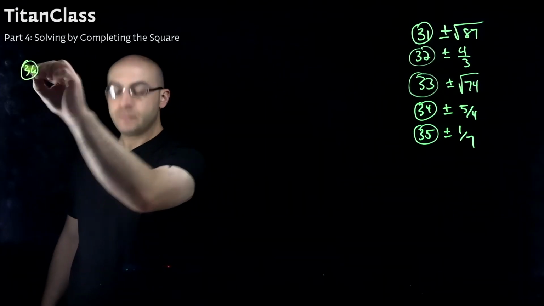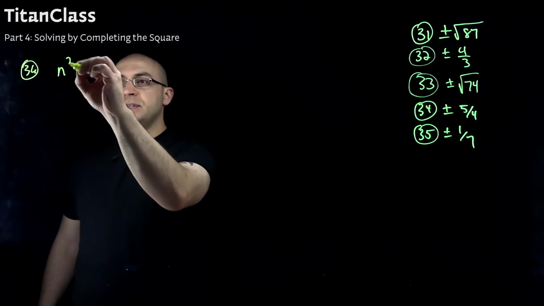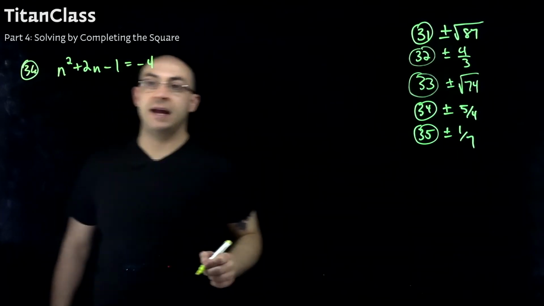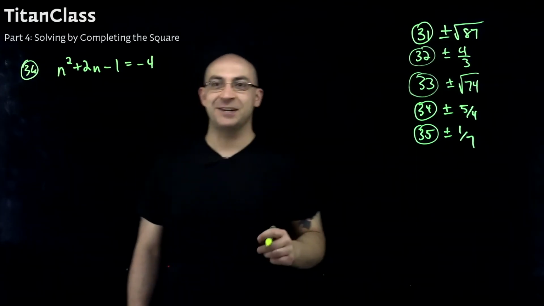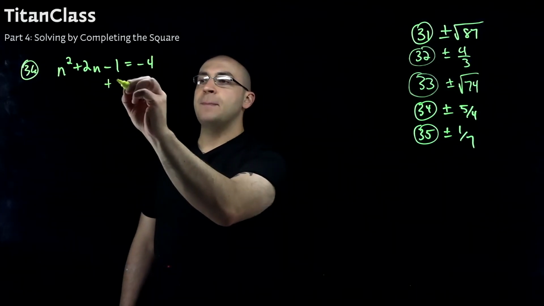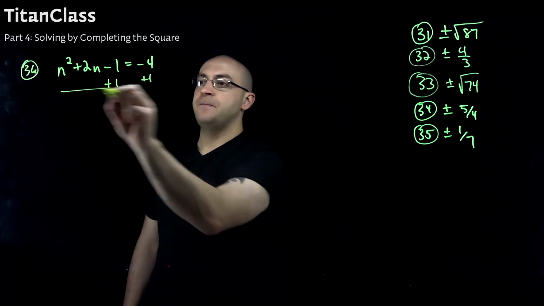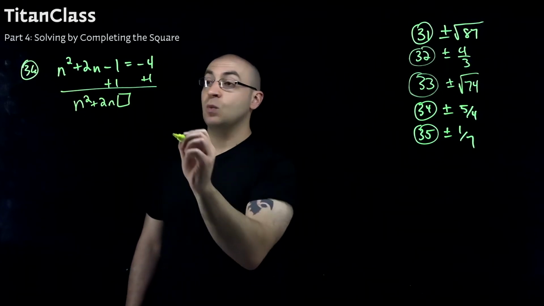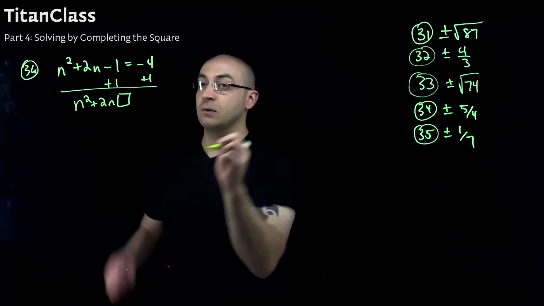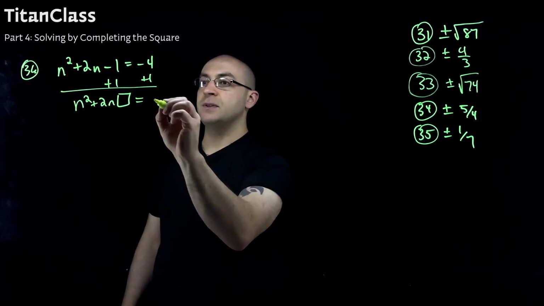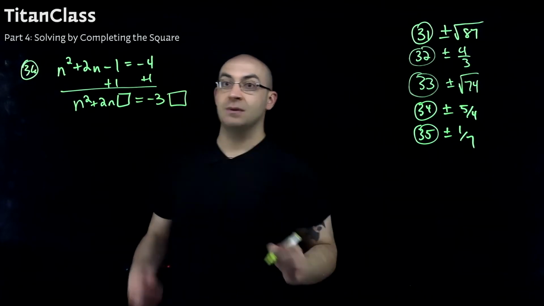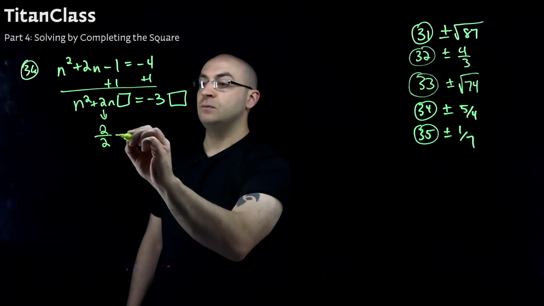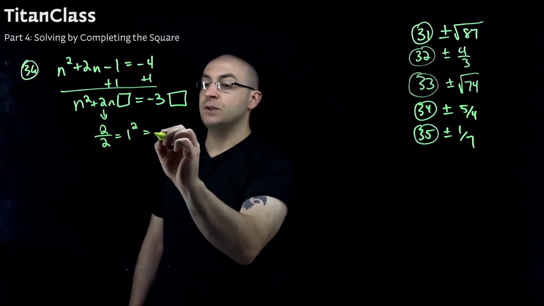36. Okay. n squared plus 2n minus 1 equals negative 4. We are going to have an imaginary solution here. First step is to move the c term to the other side. n squared plus 2n, and we put an empty box where we moved it because we want to fill that box, or we want to complete the square. So this is going to be a negative 3, and we're going to complete the square by putting a box there too. Take the middle term, divide it by 2, which is 1, and square the result, which is 1.